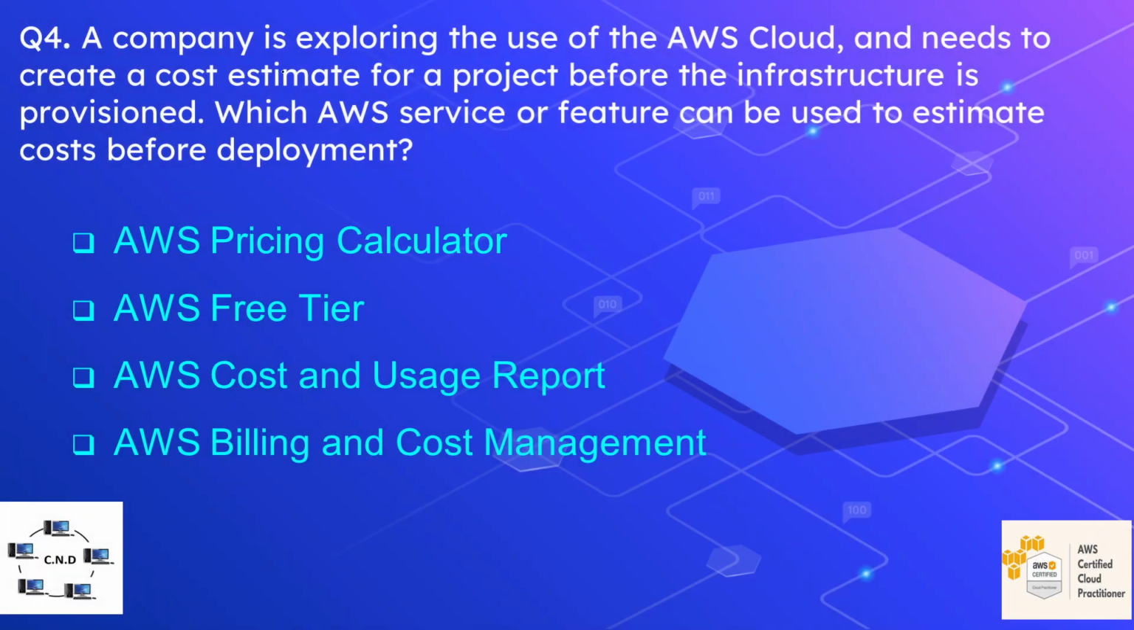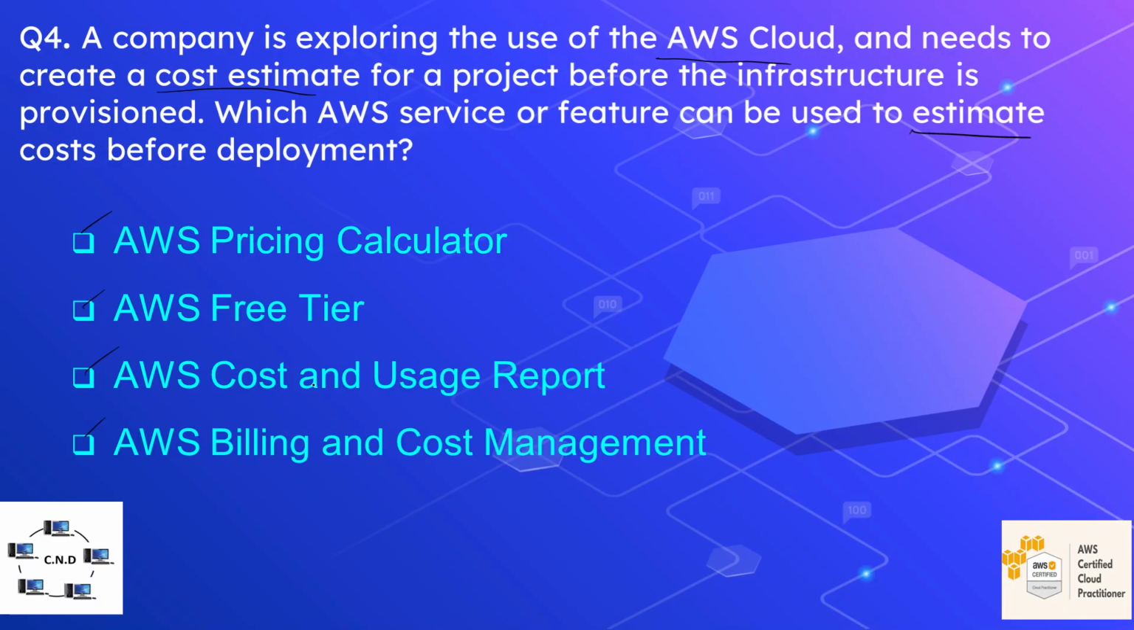Question number 4 is that a company is exploring the use of AWS Cloud and needs to create a cost estimate for a project before the infrastructure is provisioned. Which AWS service or feature can be used to estimate cost before deployment? The options are A. AWS Pricing Calculator, B. AWS Free Tier, C. AWS Cost and Usage Reports, and D. AWS Billing and Cost Management.